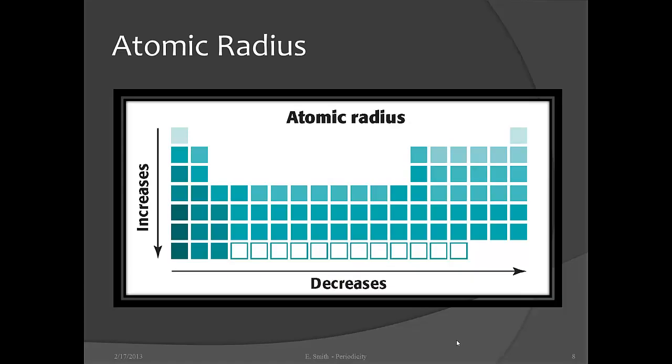And again, for those of you who don't like a graph, here's a general trend. And this would be a great thing to write down and have in your notes. So you can see for atomic radius, as we go down a group, the atomic radius increases. And as we move from left to right across the periodic table, across the period, the atomic radius decreases.